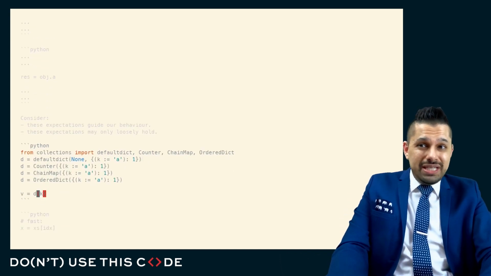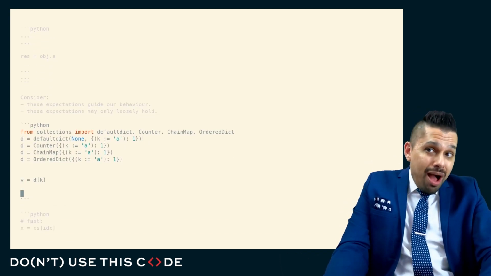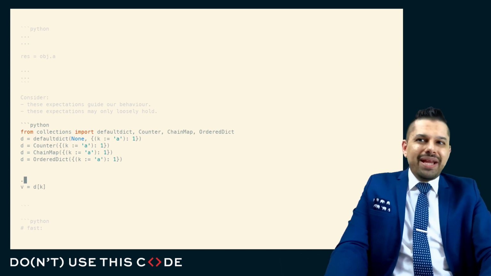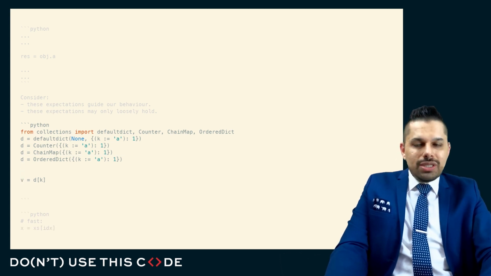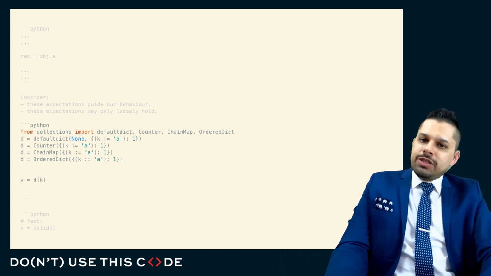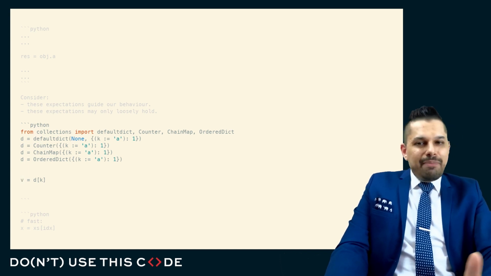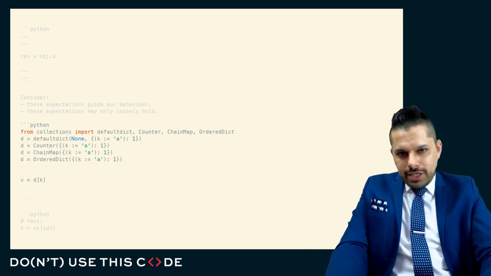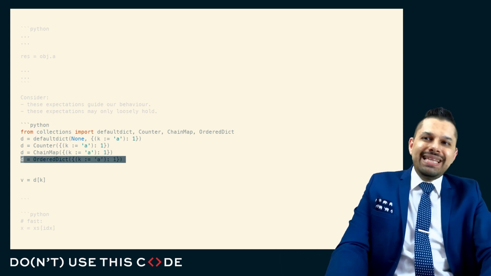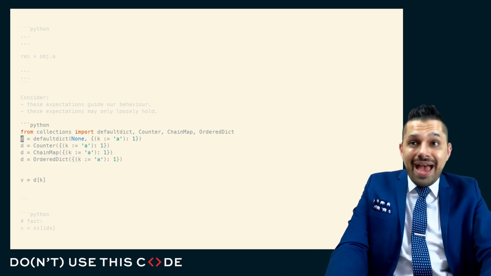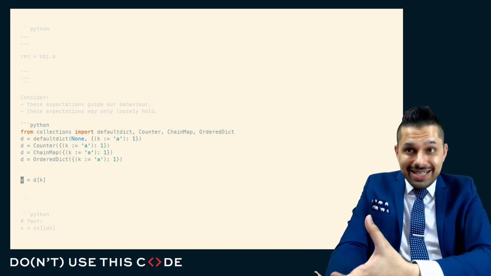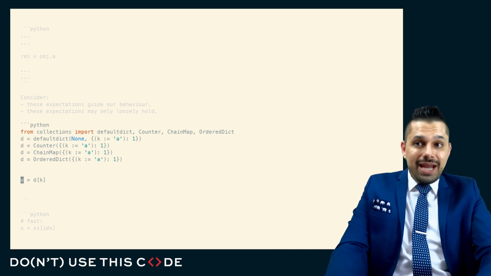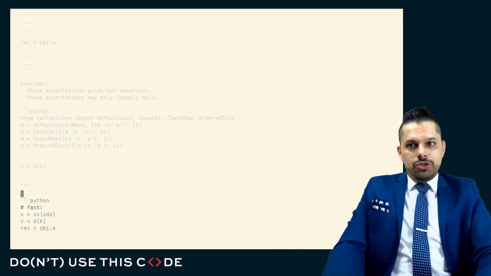Note, these expectations guide our behavior, but they may only very loosely hold. Because if you see v equals d of k, this probably is a dictionary, but it might not be. It might be a default dictionary, or it might be a counter, or it might be a chain map, or it might be an ordered dictionary. But note that even though this isn't strictly a dictionary, knowing that it probably is a dictionary, that loose expectation is actually enough to guide our behavior, because in this particular case, it doesn't actually matter which of these four types it is. We should largely be able to understand what this line does, irrespective of which of these types it happens to be.